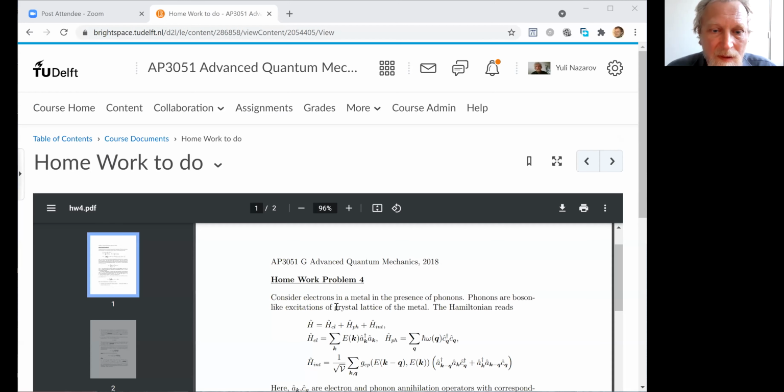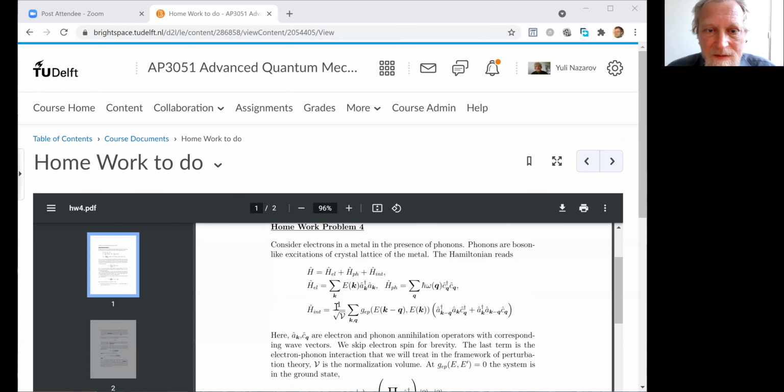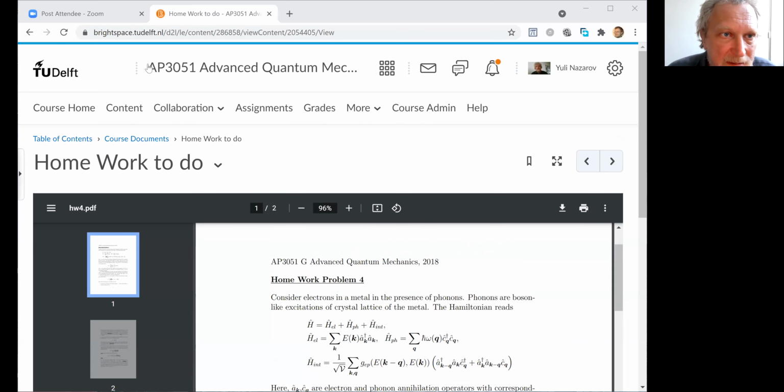Good, so let me open the first problem. Let me go through this. Fine, so homework number 4. I need to adjust the window.